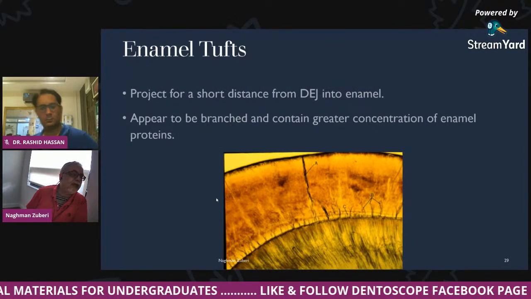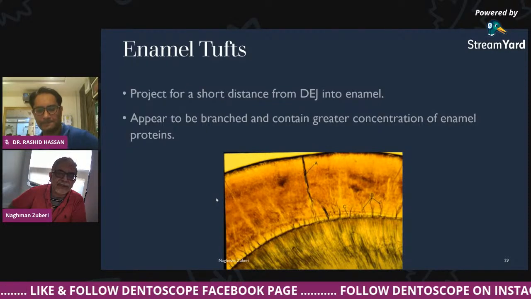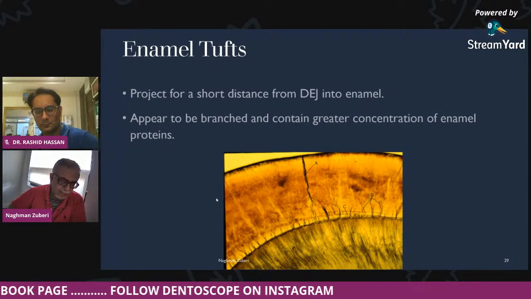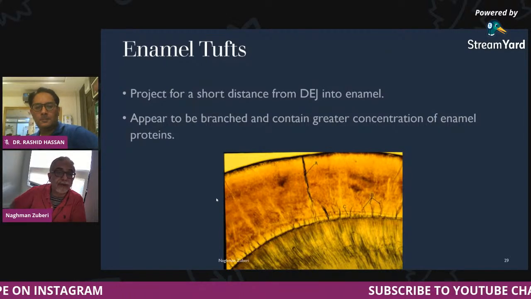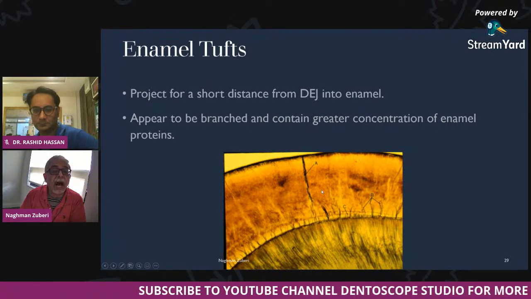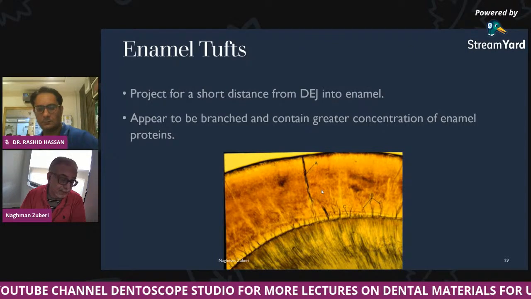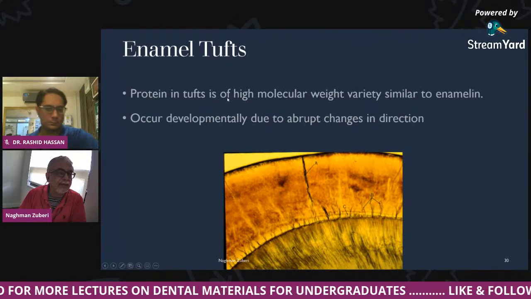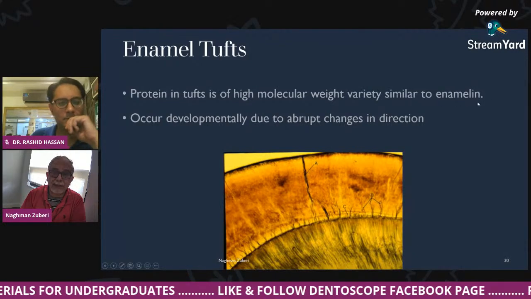Then we have enamel tufts as well. They project for a shorter distance from the dentino-enamel junction into the enamel. They appear to be branched and contain a greater concentration of enamel protein. So over here, actually, they are hypomineralized, with more proteins and less minerals in enamel tufts. Protein in tufts is of a high molecular weight variety, similar to the enamelin.